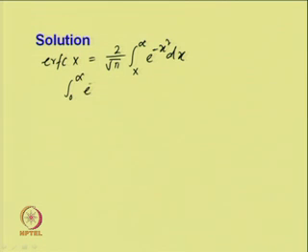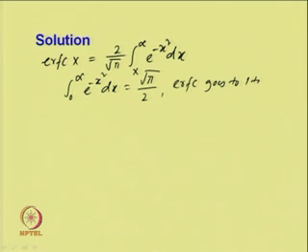So, by definition we can write erfc, the complementary error function of x, is equal to 2 by root pi integral x to infinity e to the power minus x square dx, and since integral 0 to infinity e to the power minus x square dx is equal to root pi by 2, here the complementary error function goes from 1 to 0 when x varies from 0 to infinity.